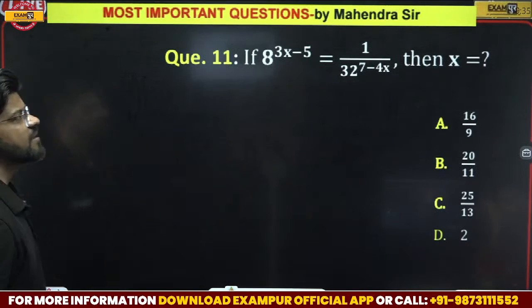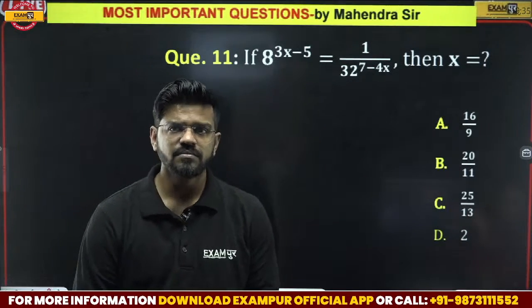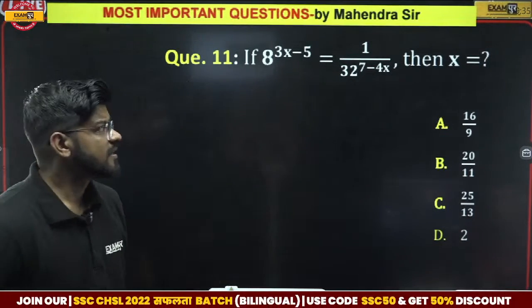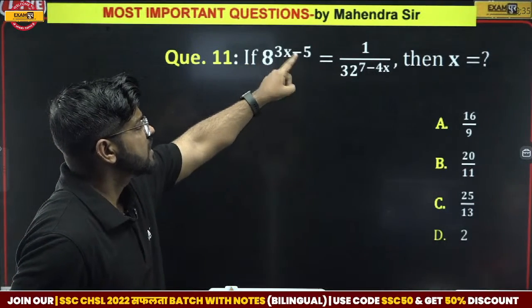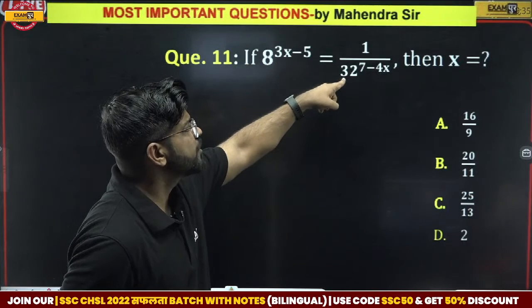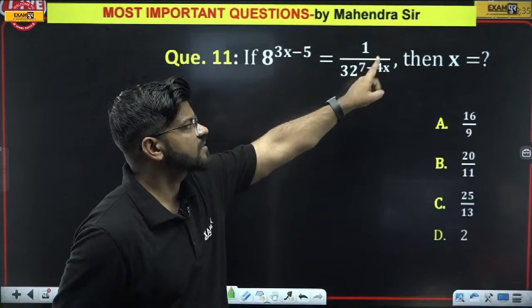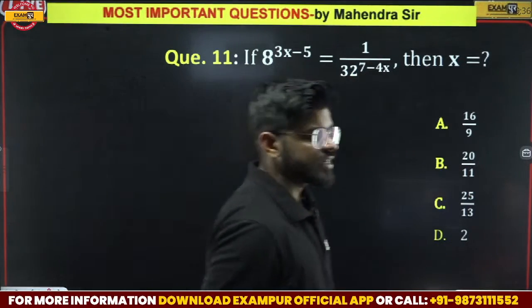Okay. Tell me the answer for this question now. If 8 to the power 3x minus 5 is equal to 1 by 32 to the power 7 minus 4x, then what is x?